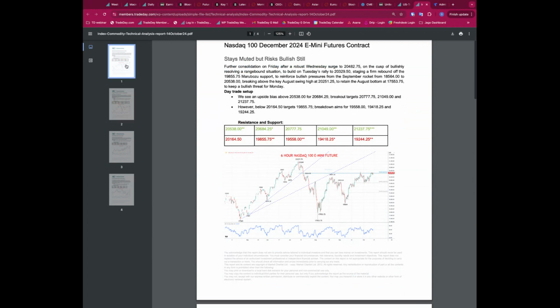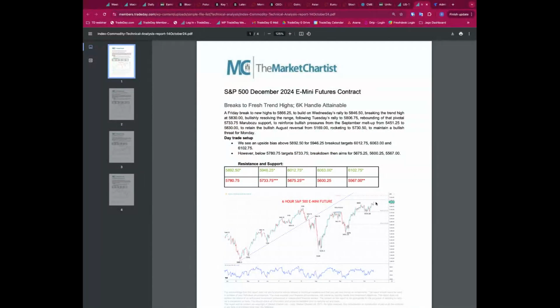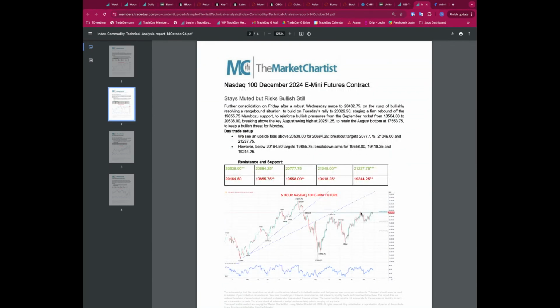But the indices, we made new all-time highs, not on the Nasdaq, but on the S&P at the end of last week. Strong end to the week, closing on the very highs at the all-time highs, and the Nasdaq closing positively as well, pushing up to September peaks, and now aiming for the highs that we posted in the summer back in July.